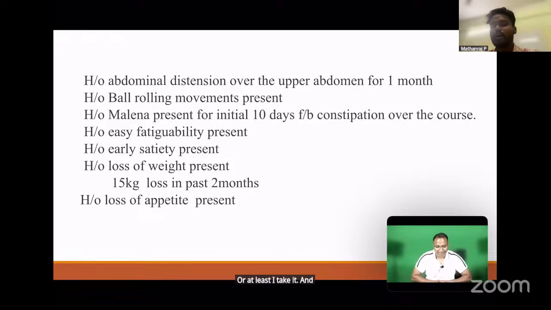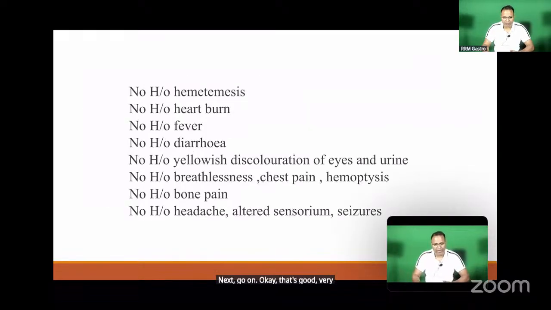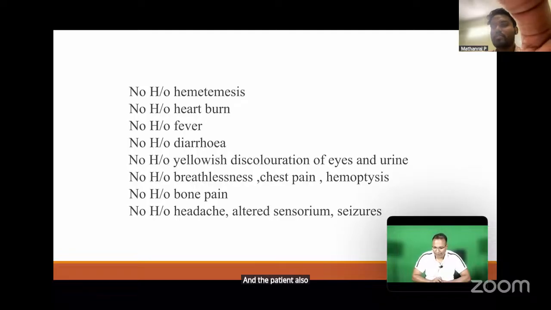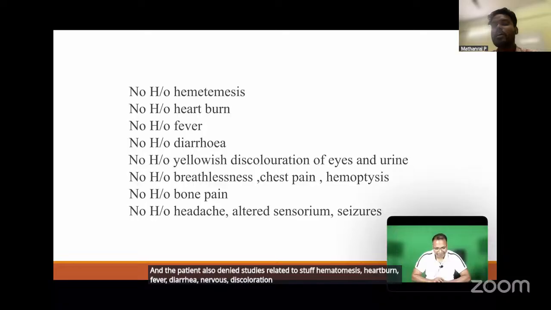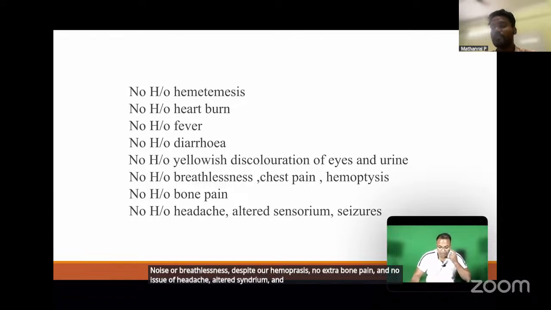There was also history of loss of weight and loss of appetite present. Okay, that's good. Very good. Next. The patient also denied histories related to hematemesis, heartburn, fever, diarrhea, yellowish discoloration of eyes and urine, no history of breathlessness, chest pain or hemoptysis, no history of bone pain, and no history of headache, altered sensorium, and seizures.